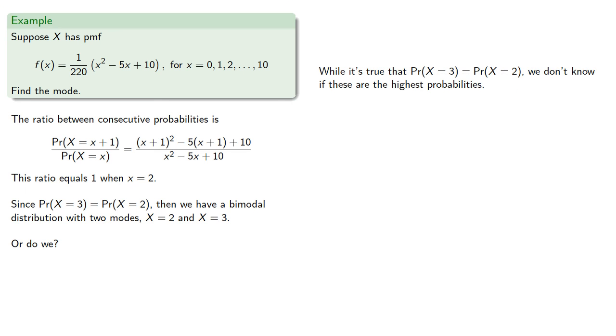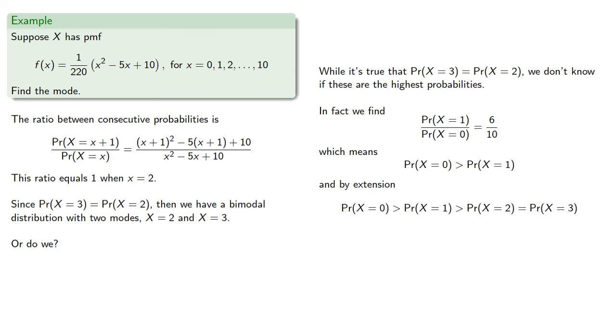While it's true that the probability x equals 3 is equal to the probability x equals 2, we don't actually know if these are the highest probabilities. In fact, we find the ratio of the probability x equals 1 to the probability x equals 0 is 6/10, which means the probability that x equals 0 is actually greater than the probability x equals 1. And by extension, because we don't get equality of the ratios until we get to probability x equals 2, we know that that's greater than x equals 2, which is equal to x equals 3, which actually makes x equals 2 the least likely outcome.